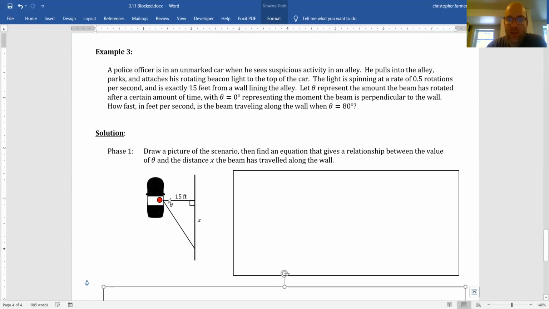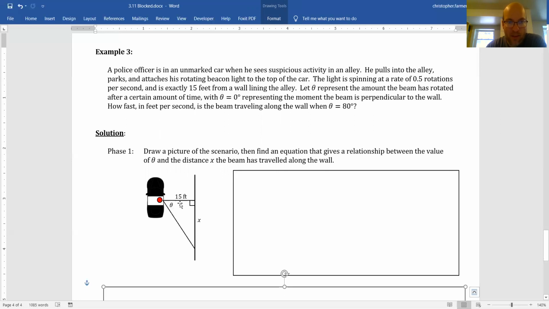So we know a police officer pulled into an alley, stopped, and put his little rotating light on top of his car. I don't know if cops still do that, but that's how I'm making this problem. The light is spinning around at a speed of half a rotation every second. We're told that the light is exactly 15 feet from the wall lining the alley. The angle theta represents the amount the beam has rotated after a certain amount of time. Here it's maybe rotating clockwise. So here's theta.